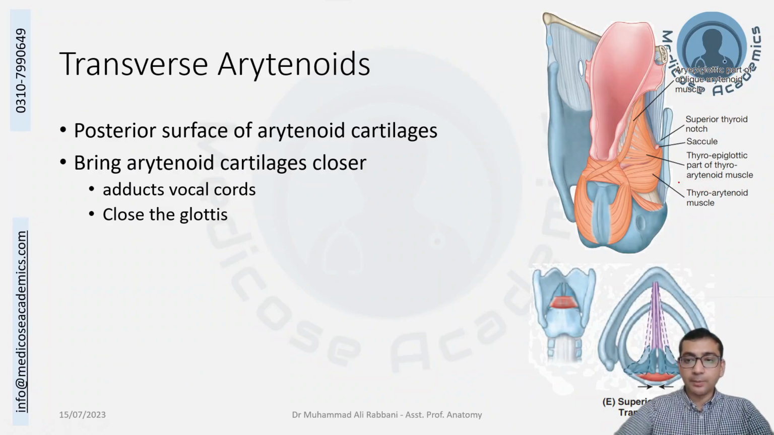The transverse arytenoid muscles. These are the muscles, as the name indicates, they are running between the two arytenoids transversely. They are attached to the posterior surface of the arytenoids, and when they contract, they bring the two arytenoid cartilages together. They help in the sliding movement.